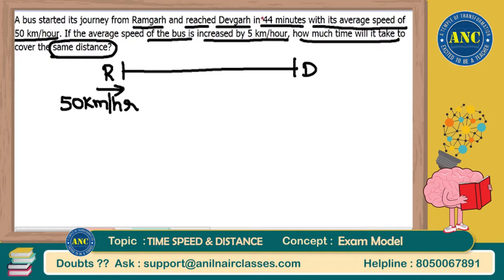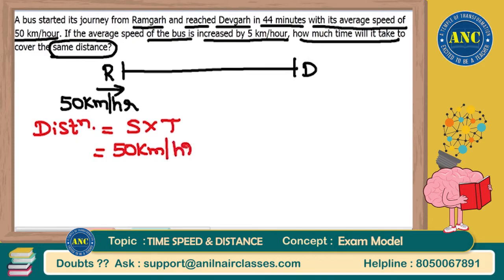Now listen carefully, sir. I don't know the distance, but I know that the distance is nothing but a fixed quantity. Distance is nothing but speed into time. Speed is given as 50 kilometers per hour, and the time taken is 44 minutes. It is in per hour, but 44 is in minutes, so convert it to hours. It is 44 by 60 hours.